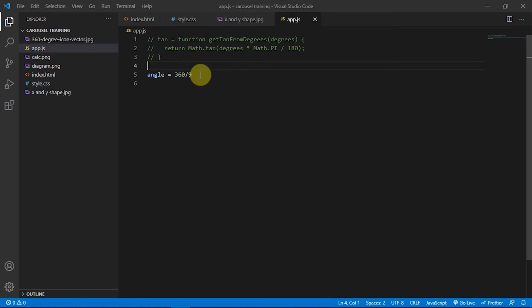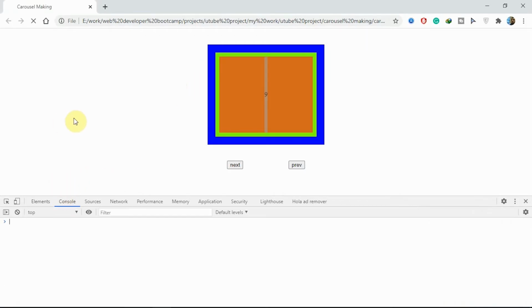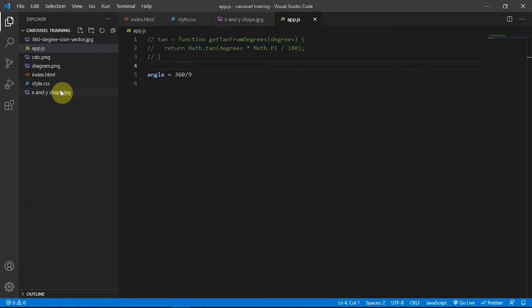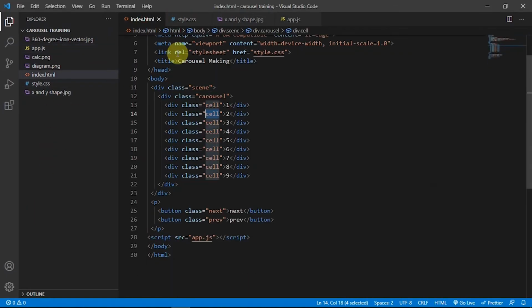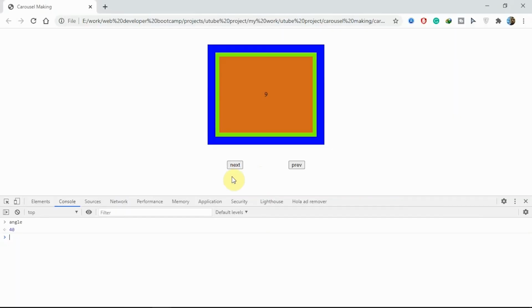Now let's see that in our browser. If we come here and refresh and set angle, how much is the angle? Well, it's 40. And of course, I'm going to make them 10. I made the video for 9, but I'm going to make it 10 just to make it clear that it's not always the same. Now let's see how much the angle is again.